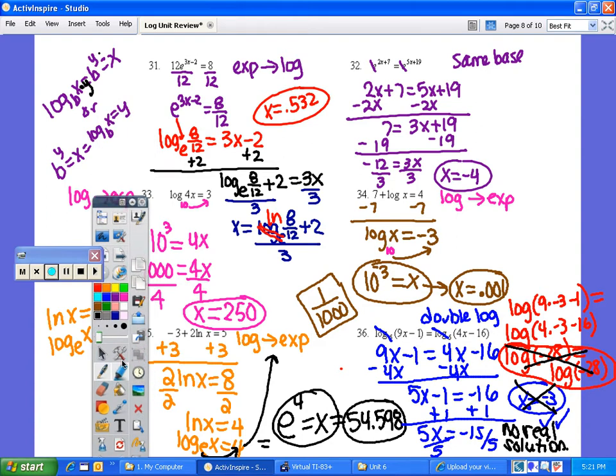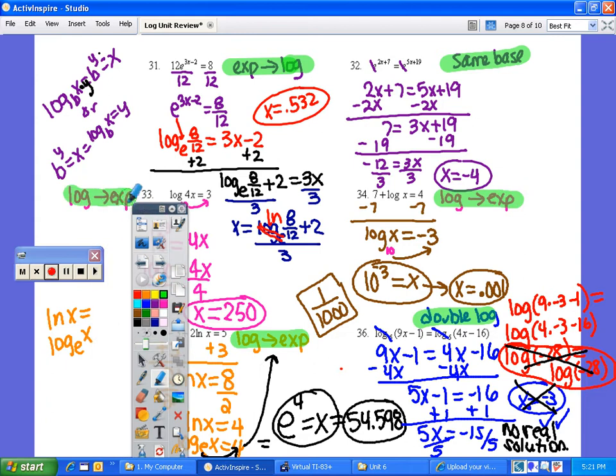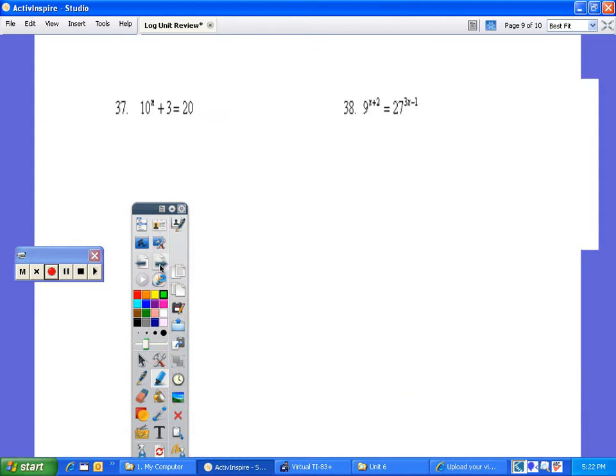Alright, so on this page we had exponential to log. We had same base. We had log to exponential, double log, log to exponential, and log to exponential. So a lot of different examples, and we had our first no real solution. Alright, 2 more equations. I thought there were 3.